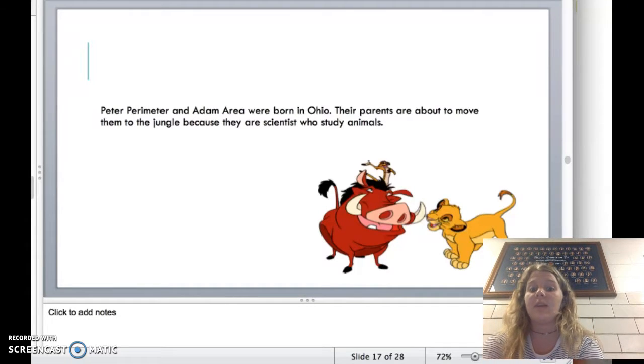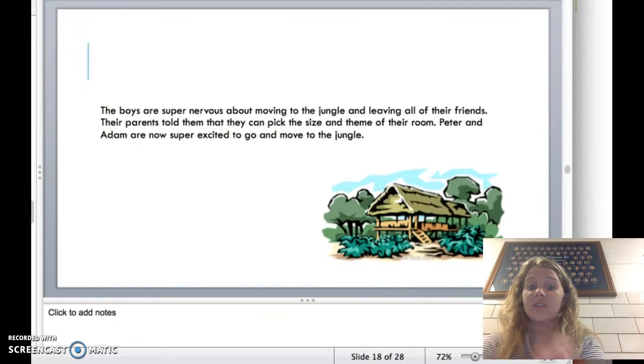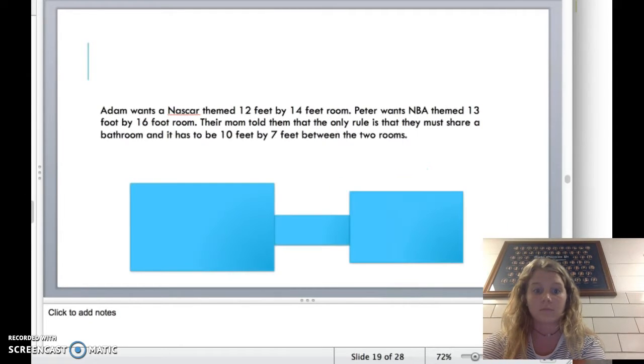Peter Perimeter and Adam Area were born in Ohio. Their parents are about to move them to the jungle because they are scientists who study animals. The boys are super nervous about moving to the jungle and leaving all of their friends. Their parents told them that they can pick the size and theme of the room. Peter and Adam are now super excited to go to the jungle.